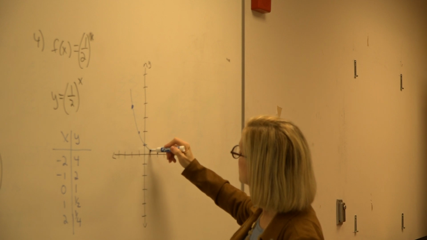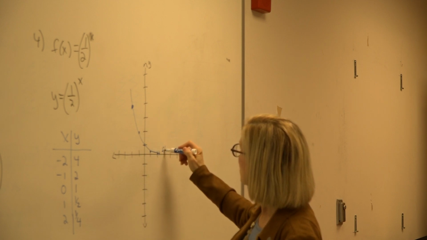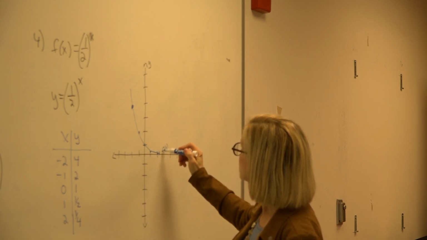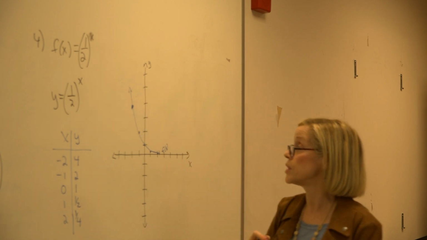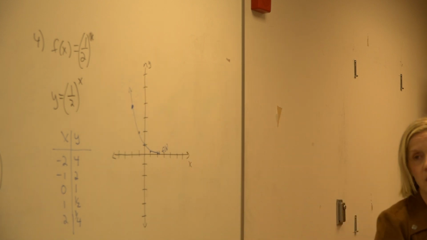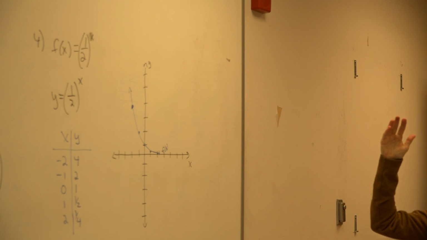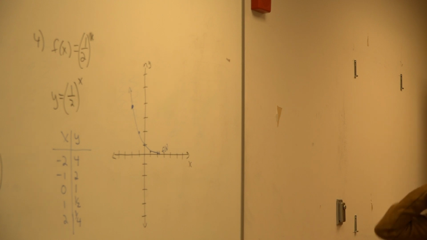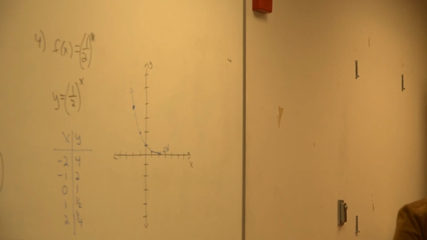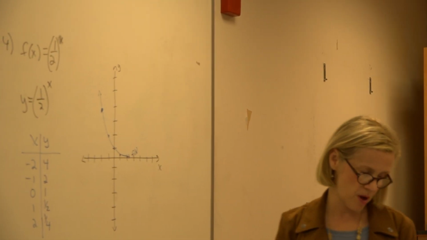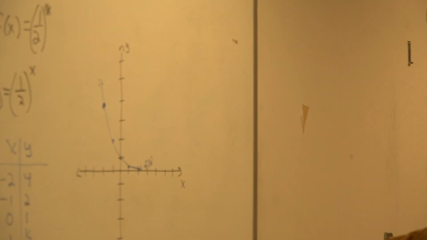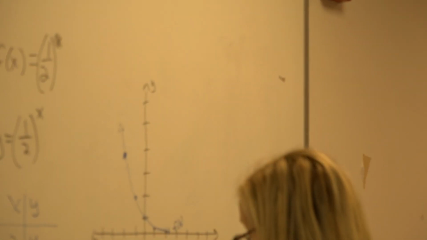So here's my basic function f of x, which is an exponential function. It's a one-to-one function. The domain is all real numbers. The range is 0 to infinity, so it meets all those criteria. It has a y-intercept at (0, 1). So that was question number 4, by the way, which was worth 3 points.